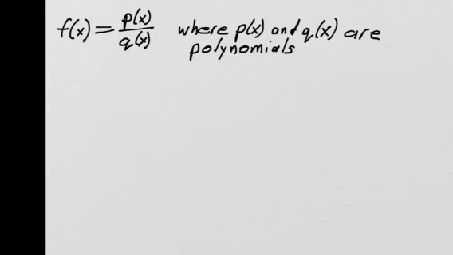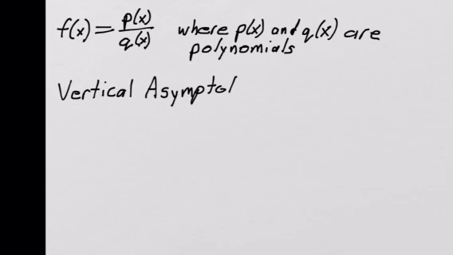So now, the first thing we're going to talk about with these is vertical asymptotes. And I have to look at the textbook every single time I write that because I can never spell it correctly.